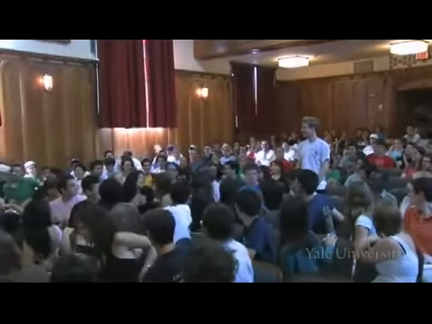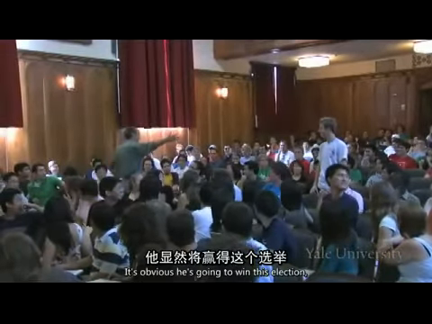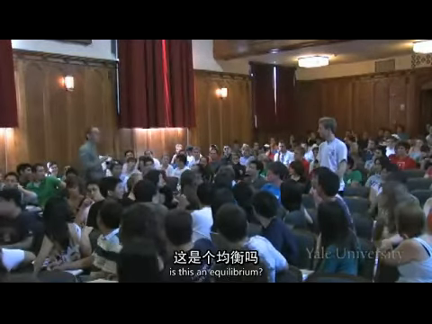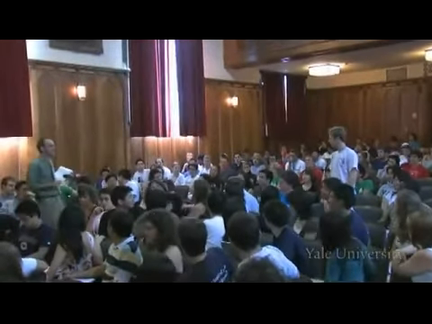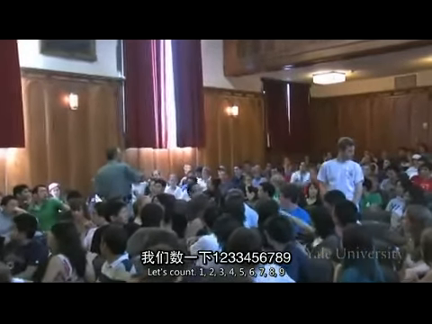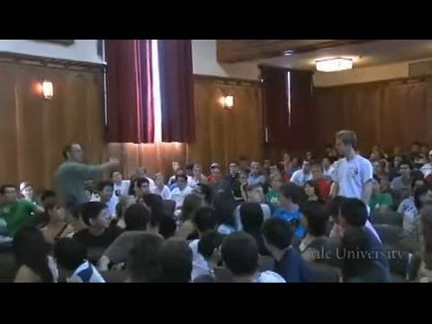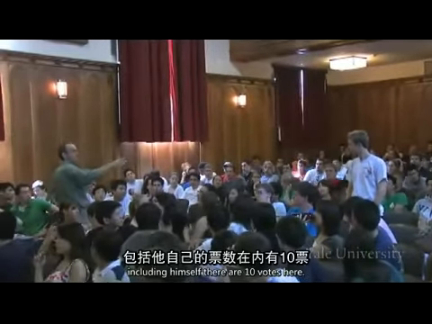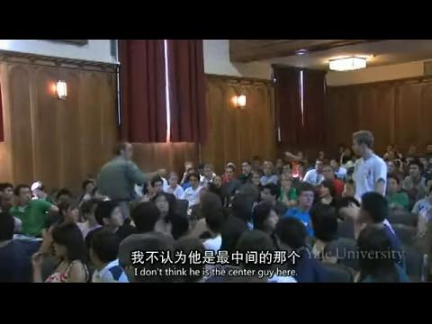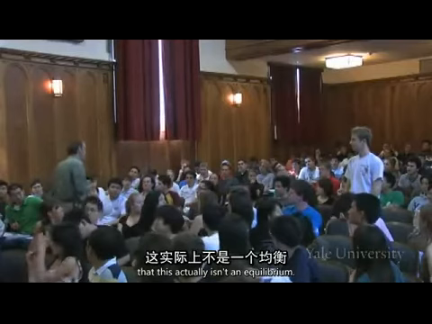Okay, so it's obvious who's going to win this election. Is that right? And just ask the question, is this an equilibrium? Let's count. 1, 2, 3, 4, 5, 6, 7, 8, 9. He's going to get 10 votes, including himself. I can't count correctly. 1, 2, 3, 4, 5, 6. Is he actually the center guy here? I don't think he is the center guy here. So I claim, if I've counted correctly, that this actually isn't an equilibrium.